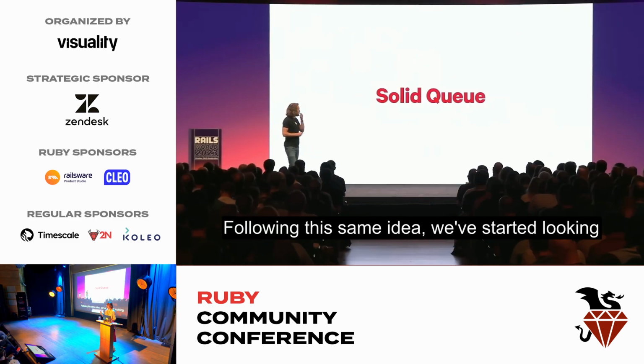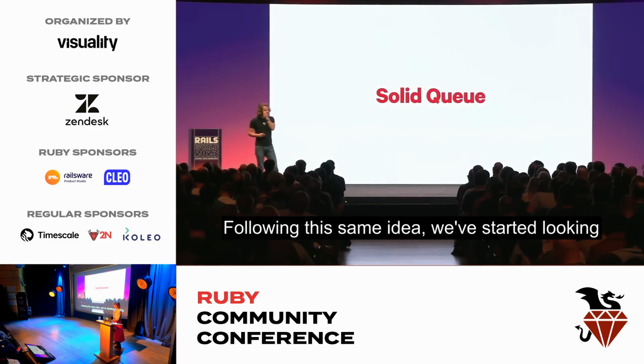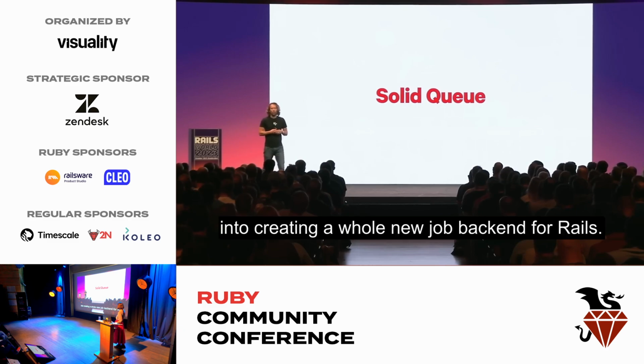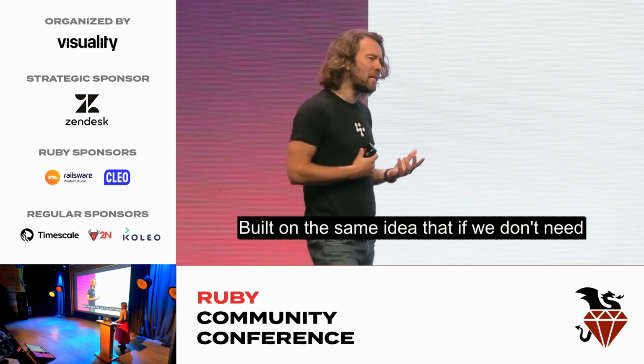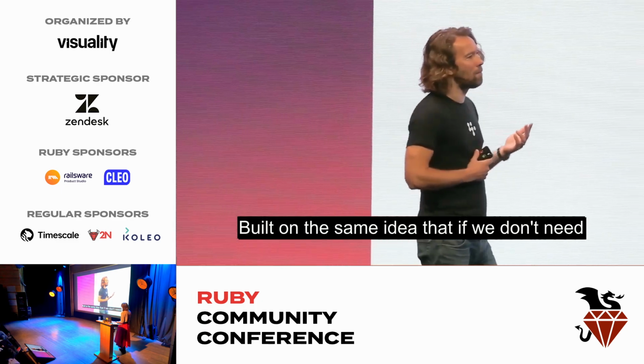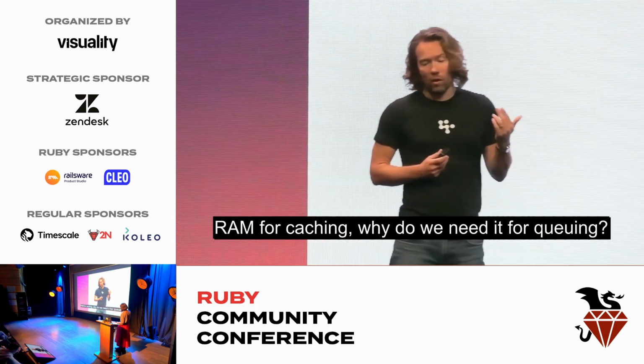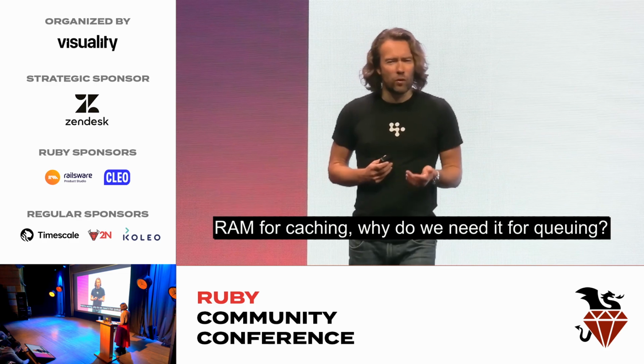Following the same idea, we've started looking into creating a whole new job backend for Rails. Built on the same idea that if we don't need RAM for caching, why do we need it for queuing?